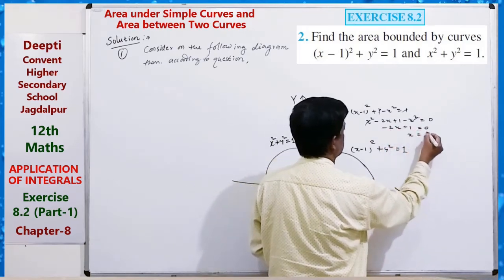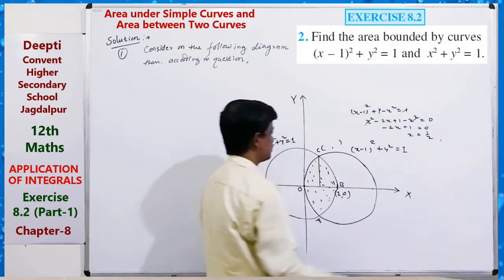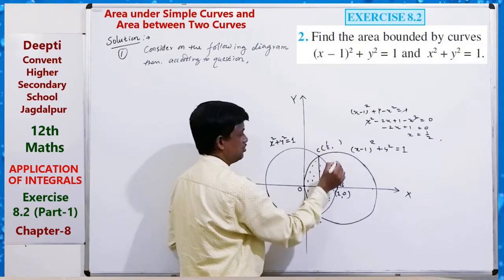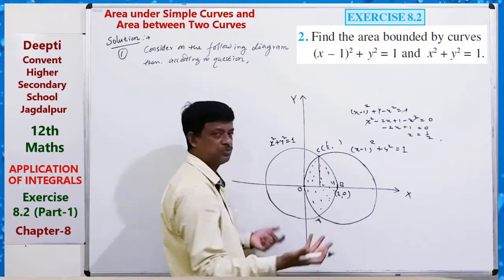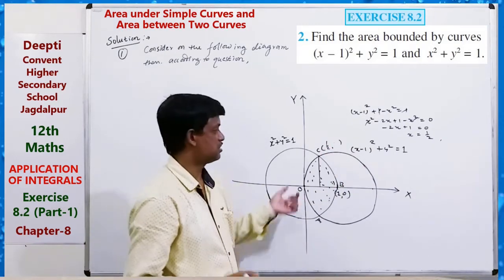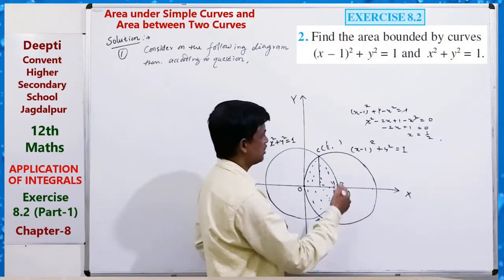That is, x equals what? 1 by 2. x equals 1 by 2. Here the value of x is 1 by 2, and here also x equals 1 by 2, and y may be any value. But for these questions we require the y. You can also get the value of y.